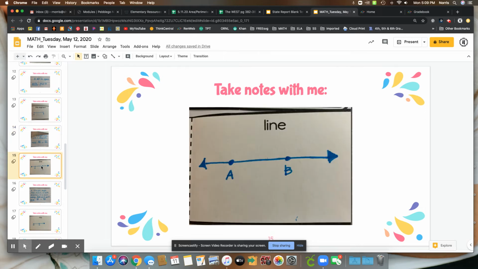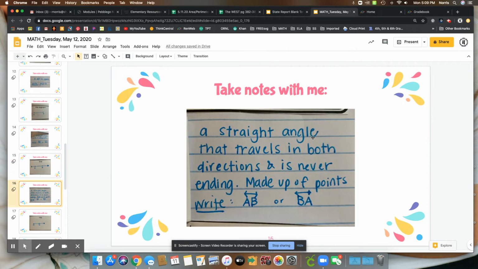Okay. Our next word is line. So a line is really a bunch of points next to each other. So when you see this on worksheets or out in the real world, they're just going to identify 2 points on this line. I identified A and B. Notice the arrows. The arrows signify that the line goes on in both directions forever and never ends. Okay, so that's what your definition here says.